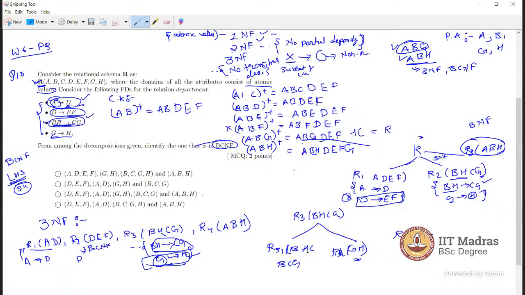BCH. Because GH is already there in R3. Yeah, but why not BCG? Okay, let us take the first BCH, okay? So what is the functional dependency applicable to this BH? BH determines C.